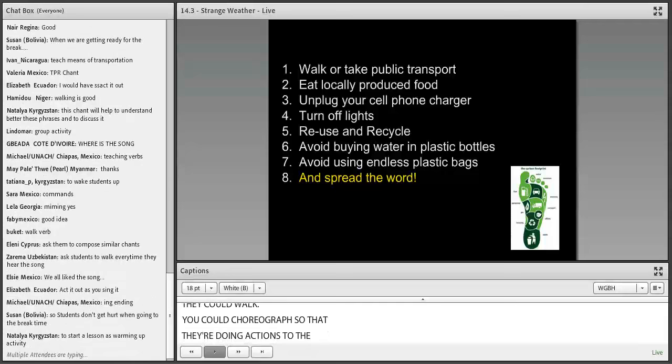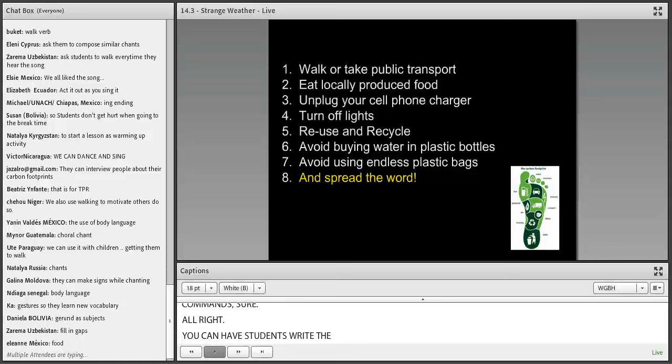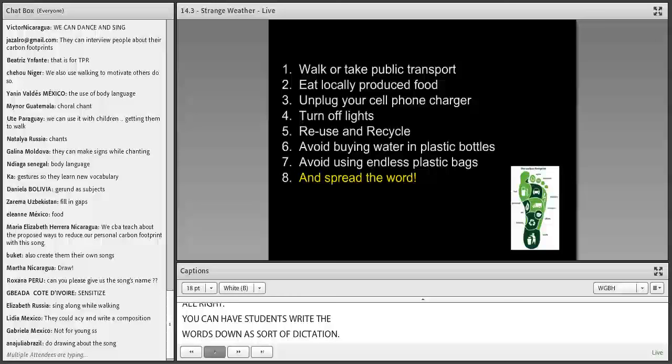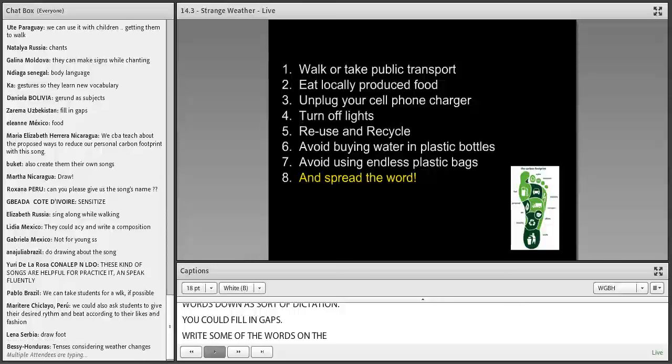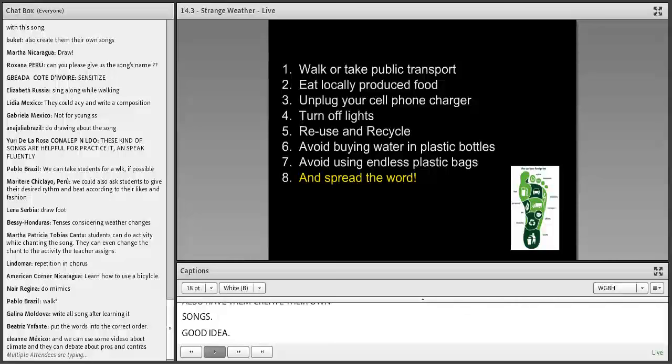All right. You could have students write the words down as a sort of dictation. Right? You could, as Zarima from Uzbekistan says, fill in gaps. You could write some of the words on the board and have students fill in the gaps. Buket says also have them create their own songs. Good idea. We're going to do that, actually, after Eve Smith talks to us. Okay, so some good suggestions there.